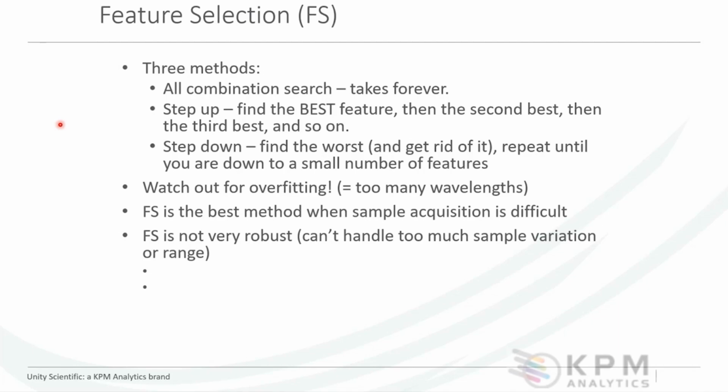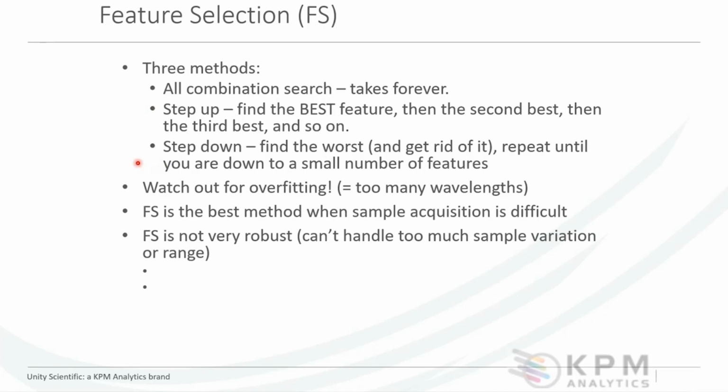And step up is where you find the best feature, or wavelength in our case, and you grab that one. You find that feature usually based on a correlation. Once you've selected that first one, you've got a base, and now you look at the remaining data and find the second best, and then the third. And at some point you determine when to stop. Okay, that's step up. The other one is step down, and it's the opposite.